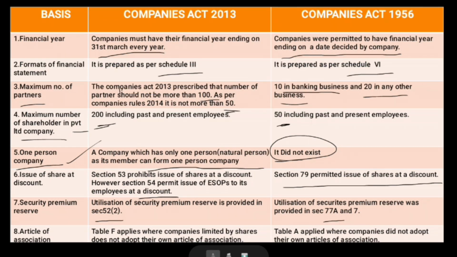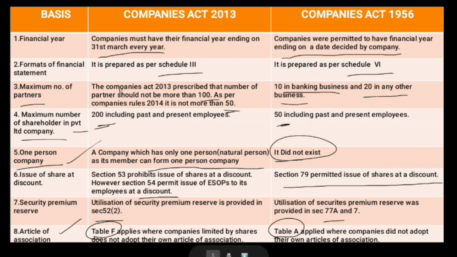Now our next point is Articles of Association. So what is Articles of Association? It is a document which contains the rules and regulations beyond which the company cannot perform. If any company limited by shares does not adopt its own articles of association, it can apply Table F as per Companies Act 2013. And according to Companies Act 1956, Table A was applied where companies did not adopt their own articles of association.